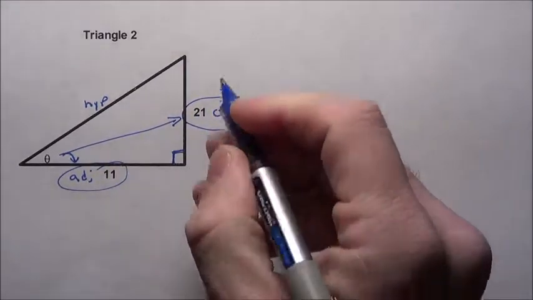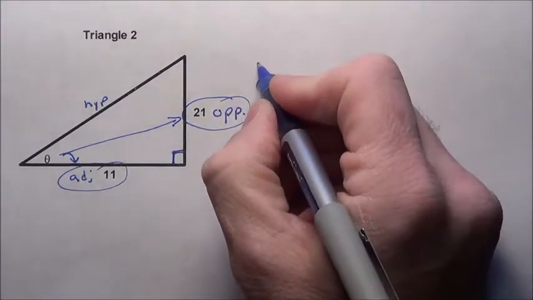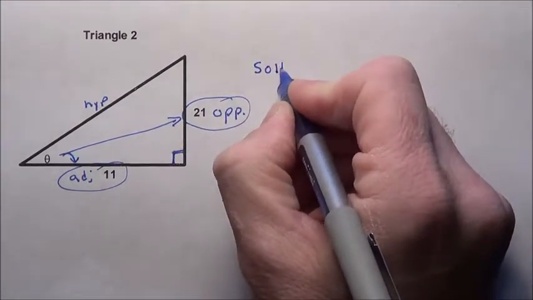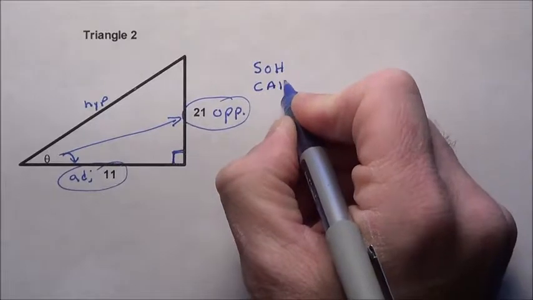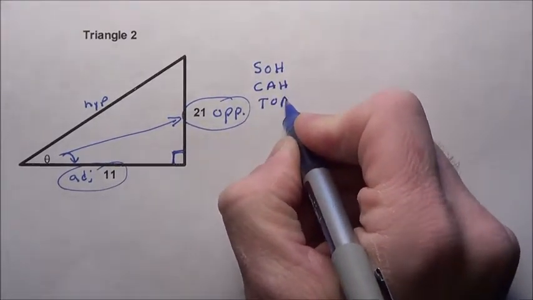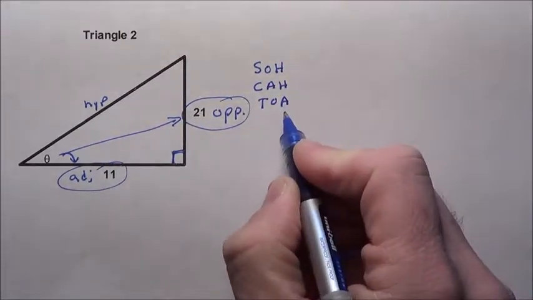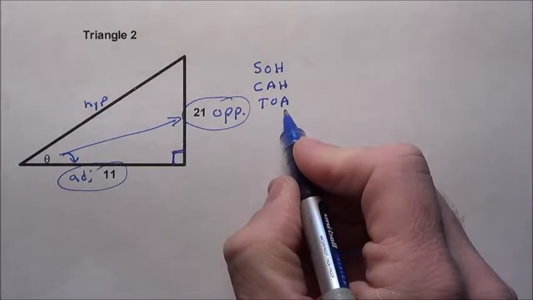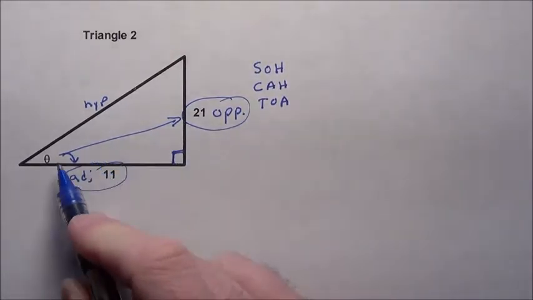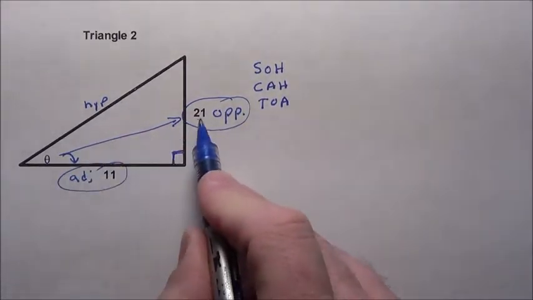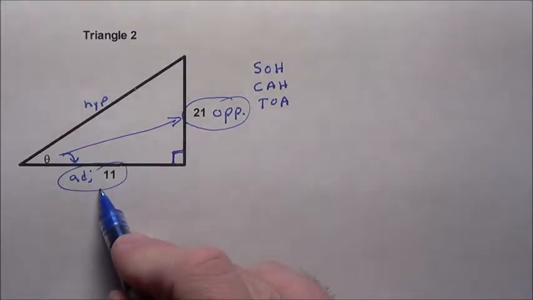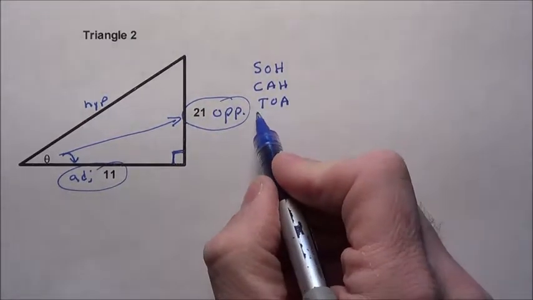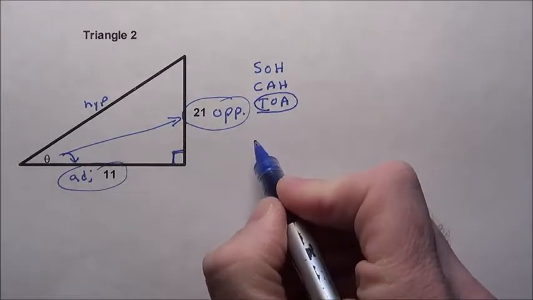Well, we have to remember which trig function we use. If we remember it this way: some old hippie caught another hippie tripping on acid. I've told you 100 times, acid, never do drugs. Stupid idea. So theta is going to be opposite, adjacent. Who has opposite and adjacent? The O and the A is right here with the tangent.